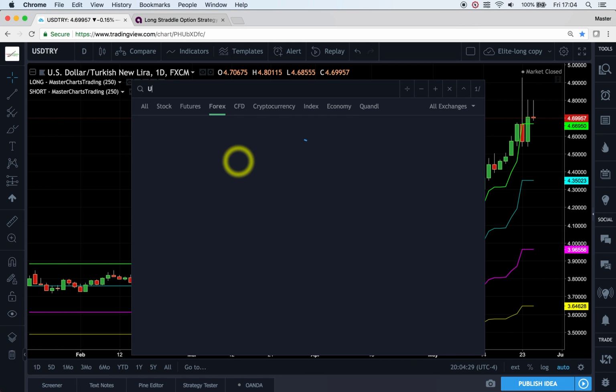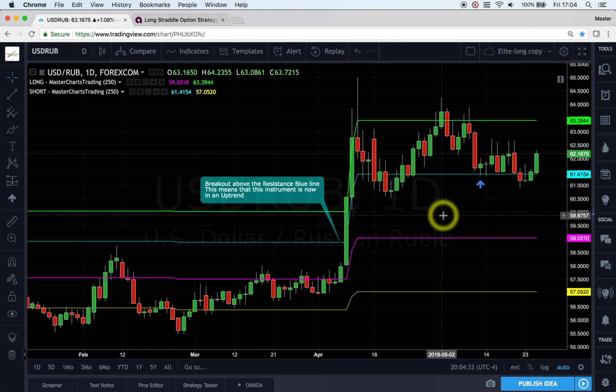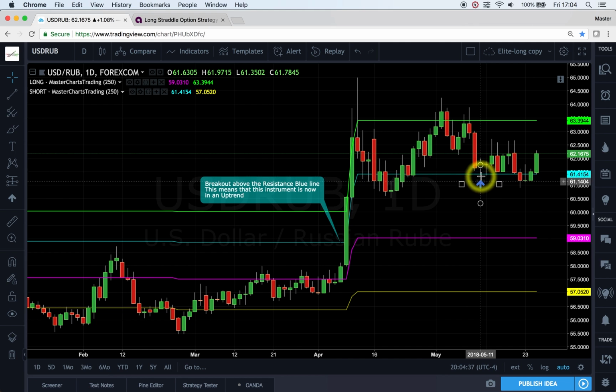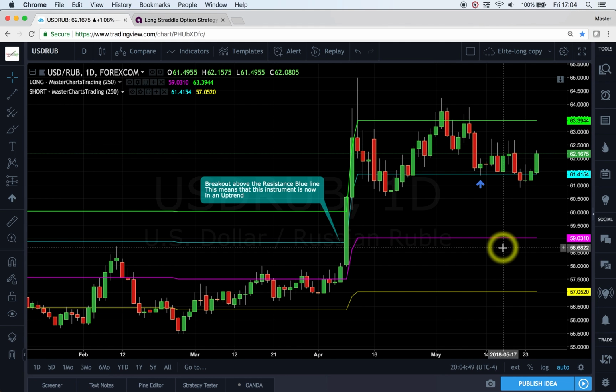And here's US dollar versus ruble. Same thing, the US dollar is bullish versus the ruble. There's one opportunity. Basically, just set a limit buy at the blue line here, which is currently 61.4154, and then hopefully we'll go higher from here.